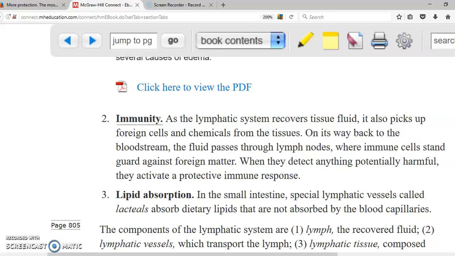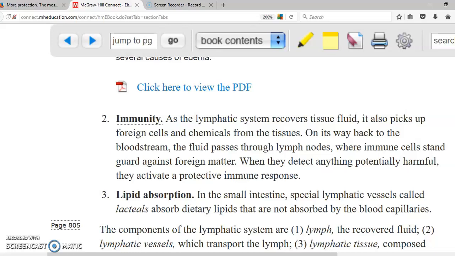Immunity: because your lymphatic system is going to recover the fluid, and in this fluid many times you're going to find bacteria, viruses, in other words microorganisms that may cause infection. The lymphatic system obviously is going to be an important part of immunity because it's going to help you fight these microorganisms that may cause disease in you.